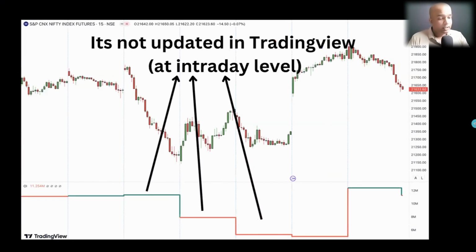So now, people might ask this question. We can use open interest in the TradingView website itself. The problem with open interest in TradingView, what I've observed is it is not updated in live market. It is updated at end of day level. See, so in this way, we can't use open interest at intraday level in TradingView. So if you open an account with Fires or any OI tool, you can use that open interest information at intraday level.